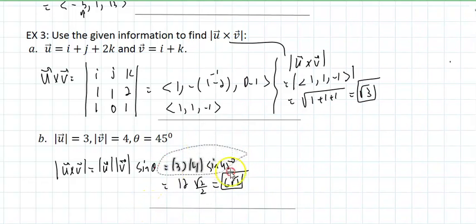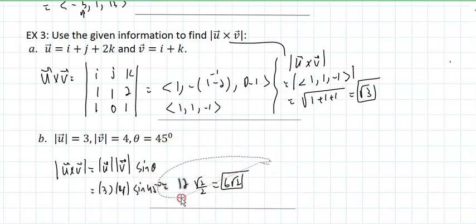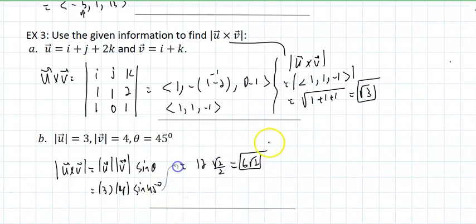Let me just make that the way I want it written when you do this on your homework and your test. There it is.